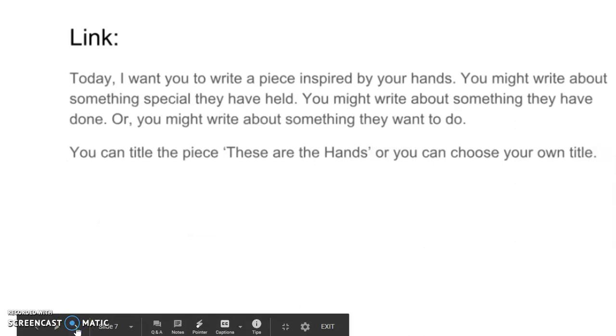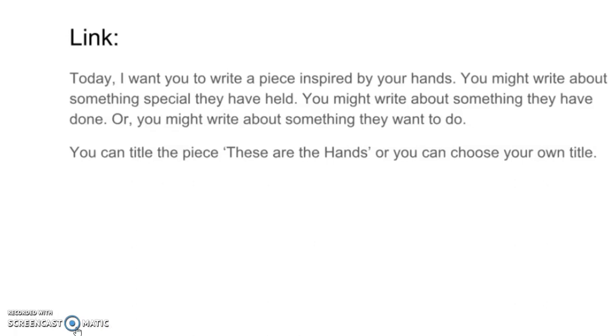So now, writers, we're going to write a piece inspired by your hands, inspired by the images we looked at, inspired by looking at your own hands. Start by looking at your notebook and the tracing of your hand. Look at all the words and drawings you put all around your hands. Pick a seed idea from your notebook. Maybe it's a word, a phrase, a picture, a memory. Maybe you want to write something special that your hands have held.